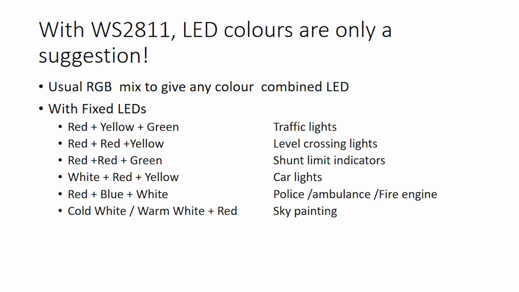If you use red plus green, that's a shunt limit indicator on a siding. You can use white for headlights, red for side lights or brake lights, yellow for indicators for a car. Do that with the little microlit sleds for putting light into vehicles and houses and all that stuff. Police, ambulance, fire engine: red, blue and white flashing light, very, very simple.